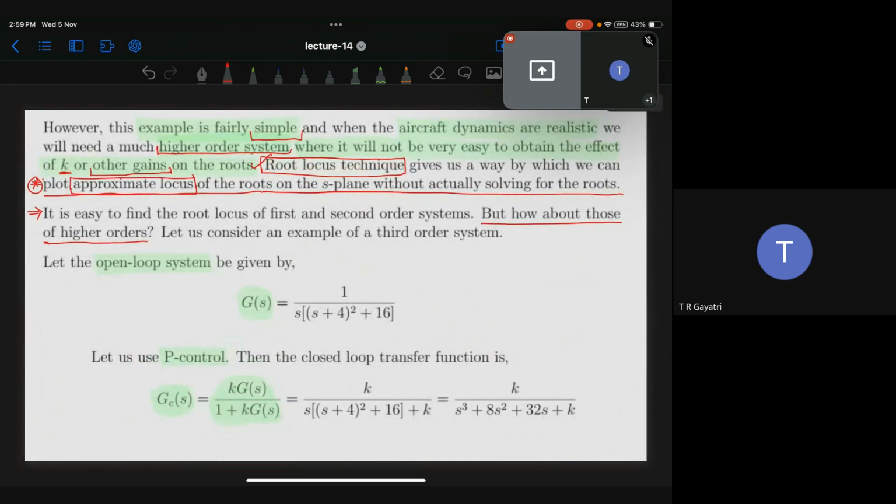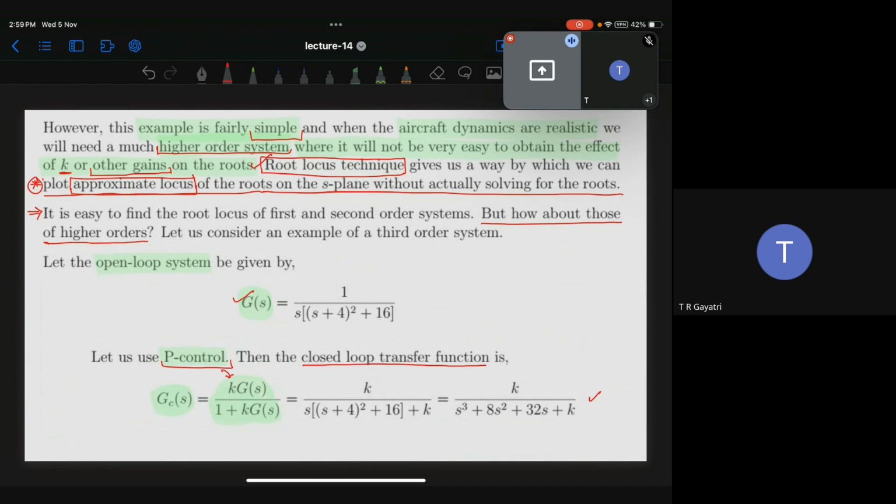Okay, so let us consider this example here. Let's say we have this open loop system, the open loop transfer function. Let's say we are including the proportional controller, so that means we are including this k. This is the closed loop transfer function for unity feedback.